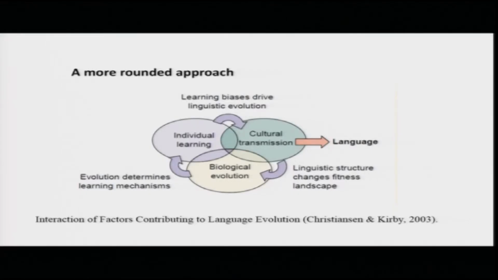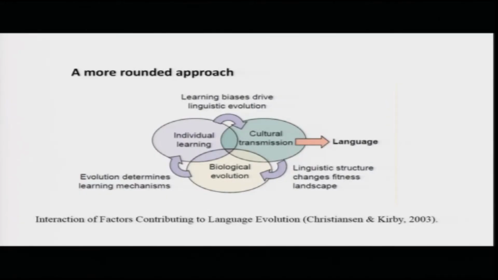A more balanced approach was put forward by Christiansen and Kirby in a 2003 paper, where they say that there are so many factors that interact with each other to bring about the evolution of language. They say that there must be a degree of biological evolution that determines some of the learning mechanisms, so how the genetic makeup moves determines what kind of learning mechanisms will happen, and these learning mechanisms move further through individual learning. So how you are going to learn, what information you pick up.